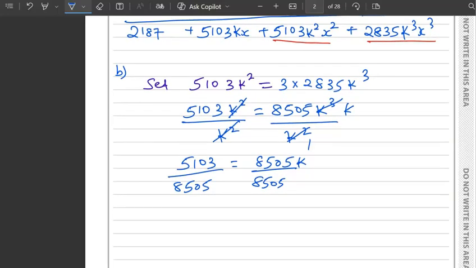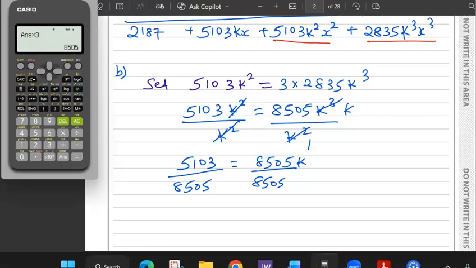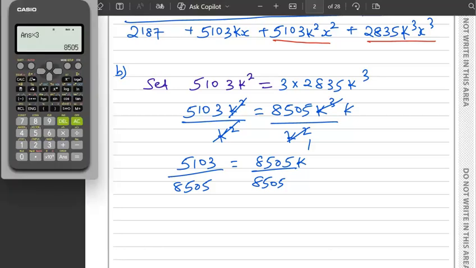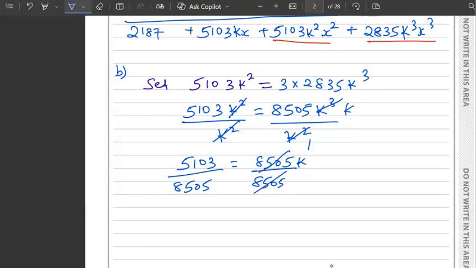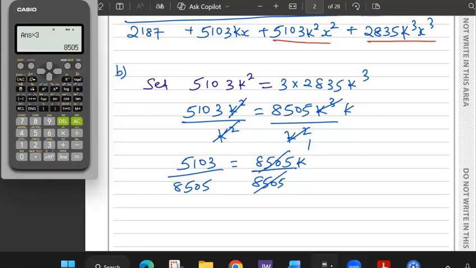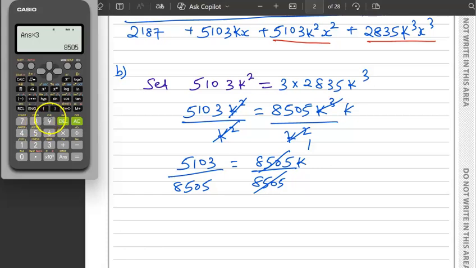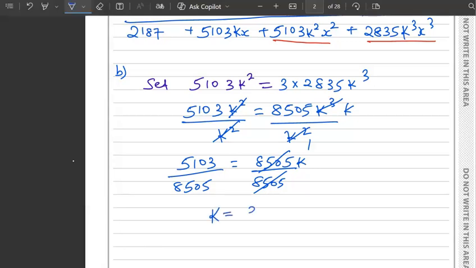So let's have from our calculator 5103 divided by 8505. What does this give you? We'll get the value of k to be 3/5. And this therefore is the solution for part B of question 1.